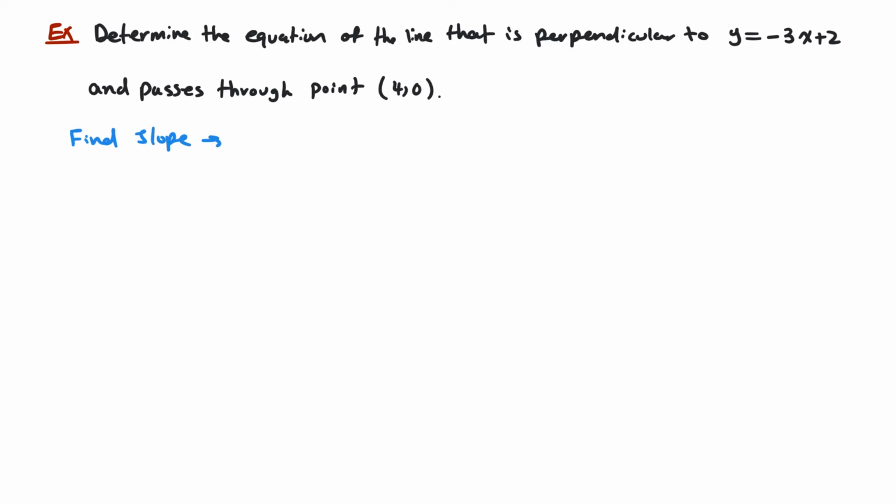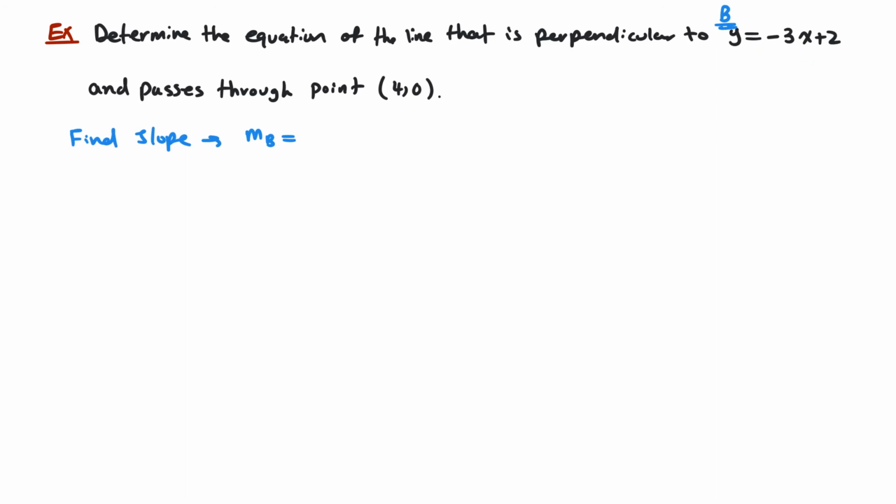Now, to find the slope this time, I don't actually have 2 points. What I know is that I'm trying to find an equation of the line that is perpendicular to y is equal to negative 3x plus 2. So let's call our line A and this line B. I'm going to label this one as line B, and our line will be line A. So the slope of B is the coefficient of x. Line B has equation y is equal to negative 3x plus 2.